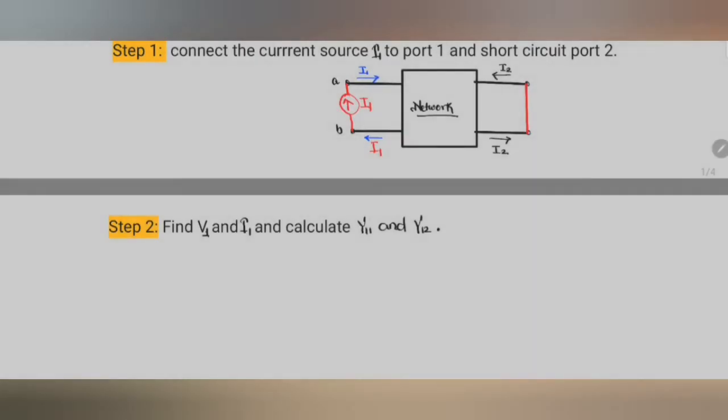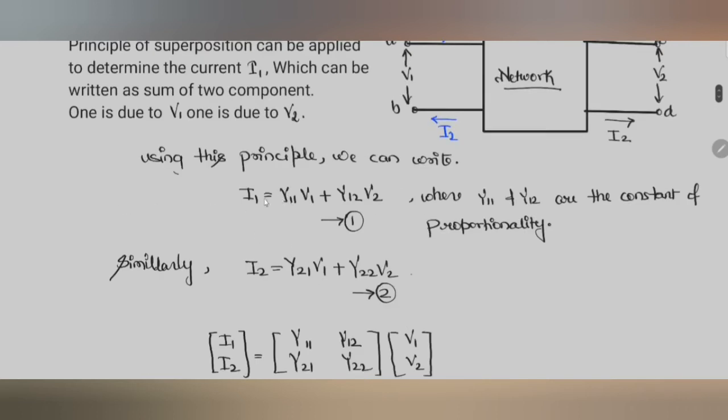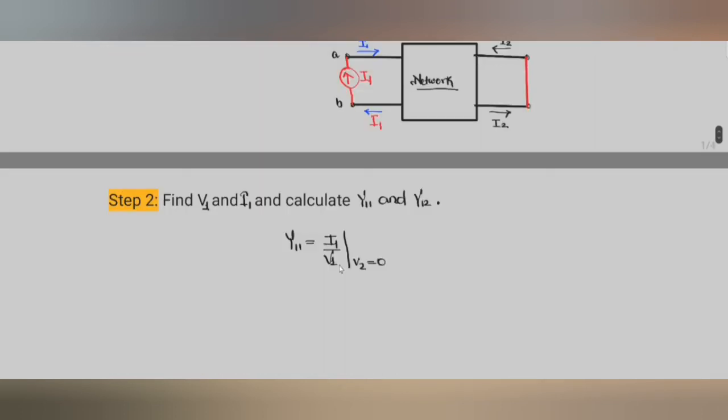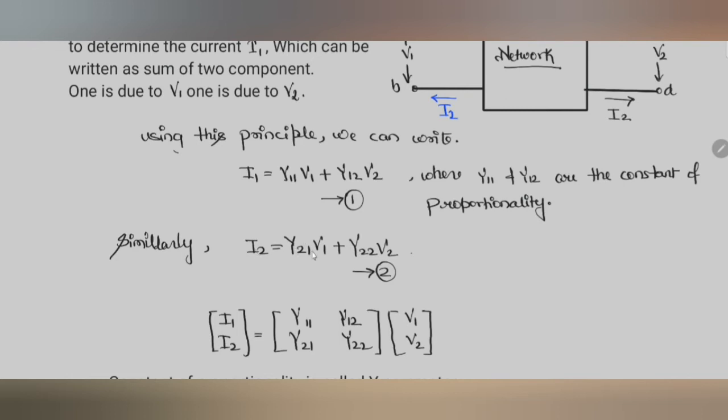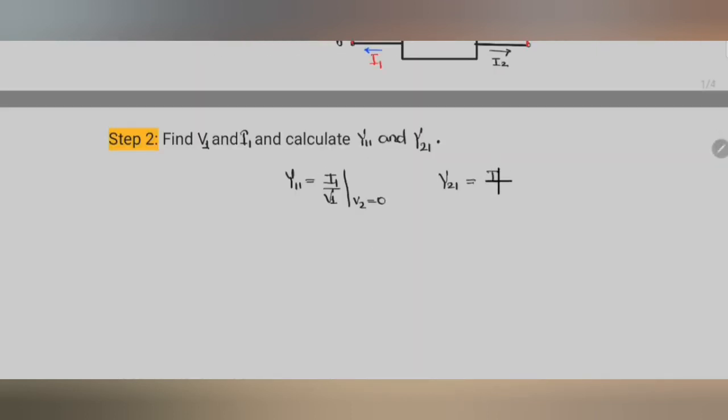Y11 and Y21. So Y11 will be I1 by V1 and V2 will be equal to 0. See this equation. Y11 is I1 by V1 if V2 is equal to 0, and sorry, this will be Y21. Y21 will be equal to I2 by V1 when V2 is equal to 0.